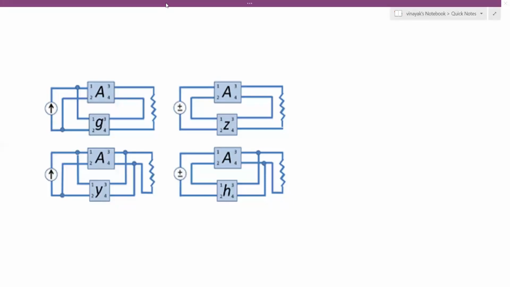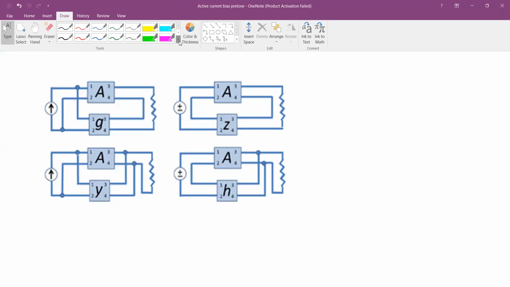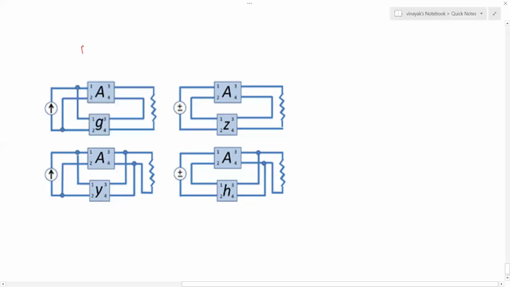All right, so welcome to part 2 of this tutorial on the topic of feedback amplifiers. We have seen in our previous module what a feedback amplifier is, what it does, and the definition of negative feedback and positive feedback. And in one of our previous modules, we talked about these four configurations. This is 1, then this is 2, this is 3, and this is 4.